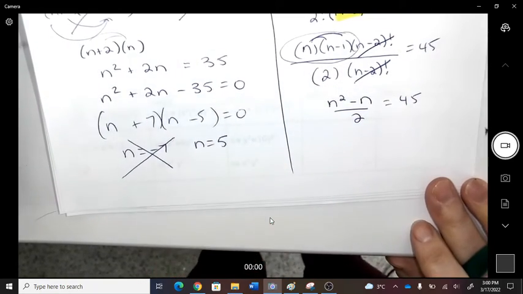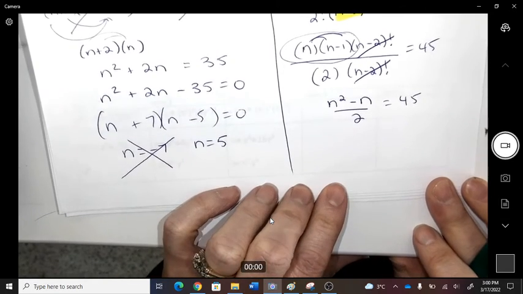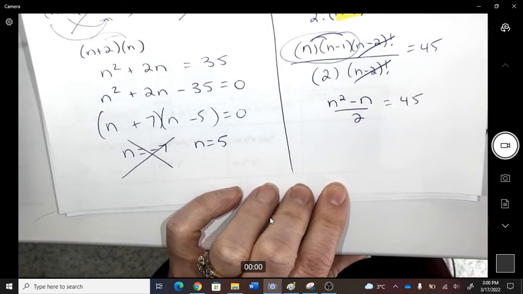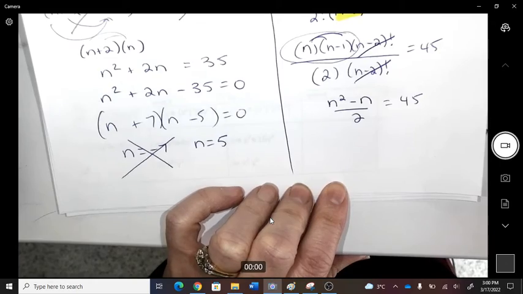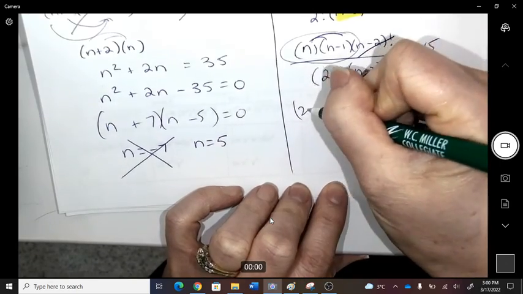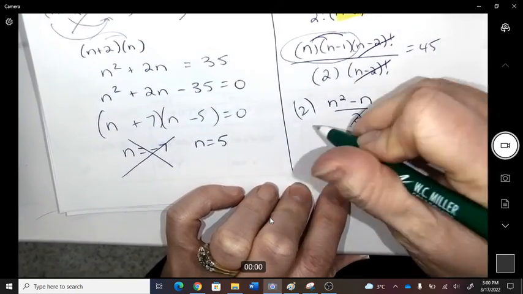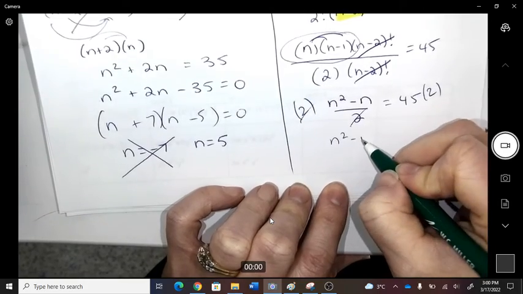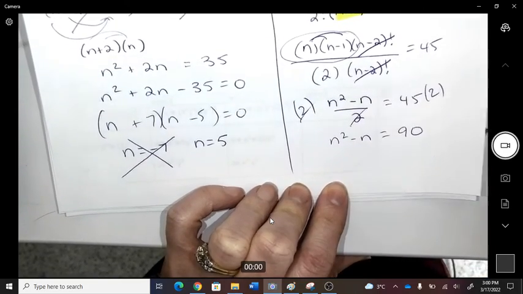Okay, what do you want to do? What's a good idea right now? What's the first instinct? What's your gut saying? Times by 2? So n squared minus n equals 90.